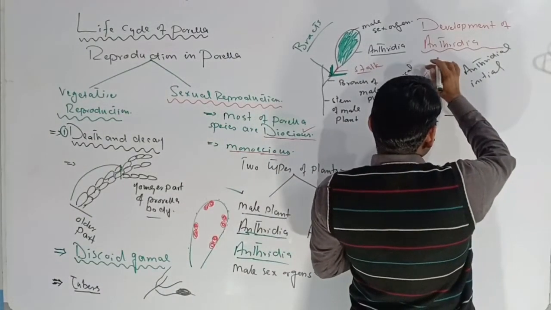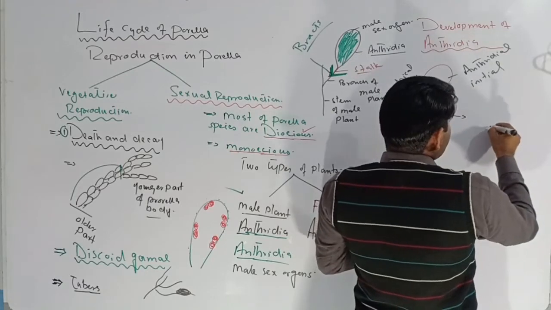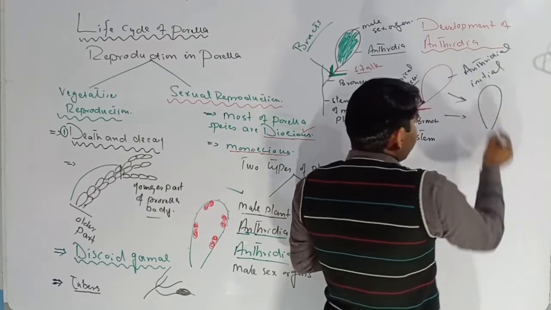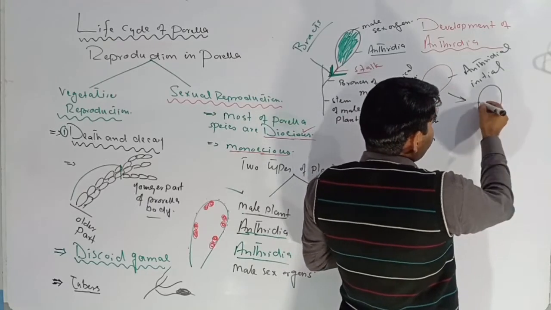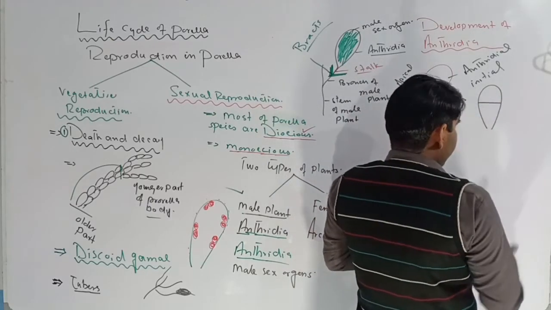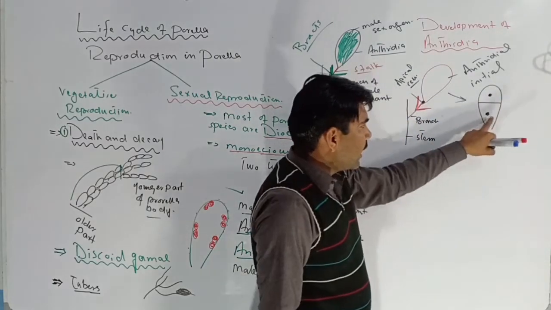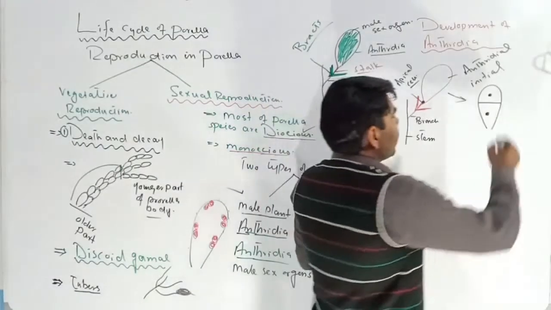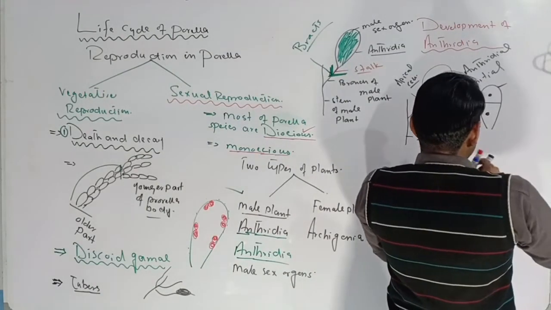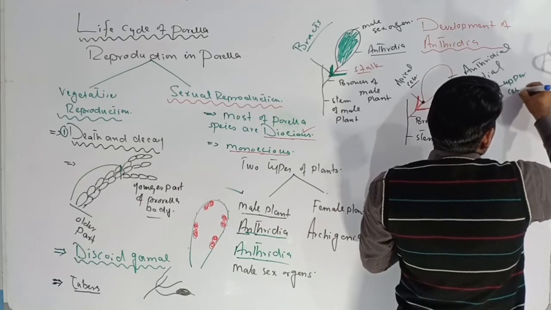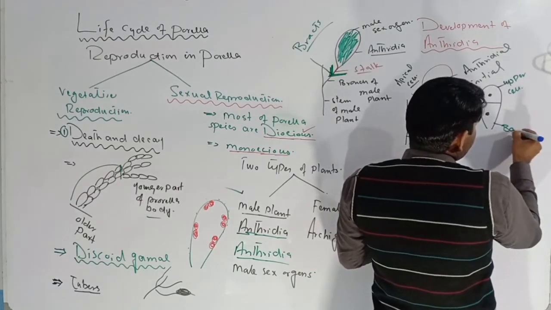When this cell divides vertically like this, for example, this one is a cell, this one is the same cell. When this cell divides transversely, it produces two cells. One is the upper cell and the other is the lower cell. So we can write here, this one is the upper cell and this one is the basal cell.